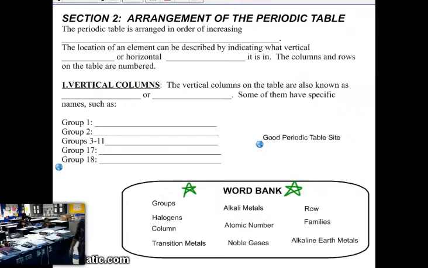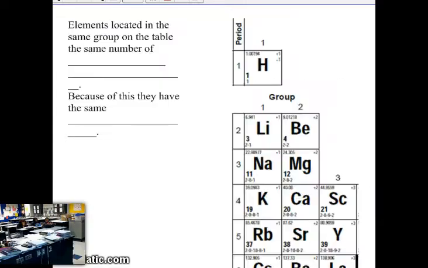There. Okay? So group 1, alkaline metals, group 2, alkaline earth, 3 through 11, transition metals, 17 are the halogens, and 18 are the noble gases. We want to talk about what everybody in the same group has in common. There's a reason we put them in the same group. And if you look at group 1, it's pretty obvious to see, and I know we've talked about this before.